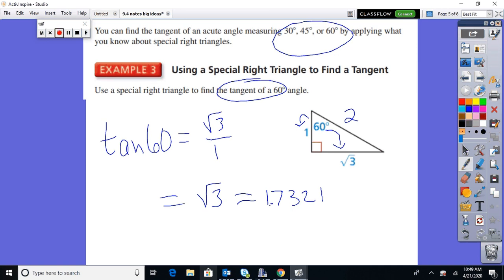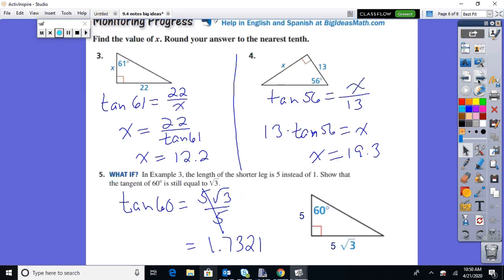All right, guys, so again, recognizing if you're dealing with the 30-degree angle, it would be 1 over square root of 3, but you'll get to that later on. All right, so pause it and take a look at what happens for these monitor progress questions.